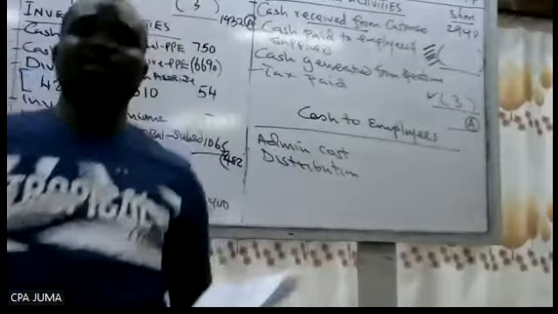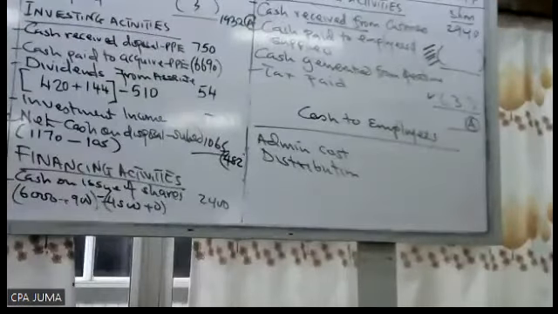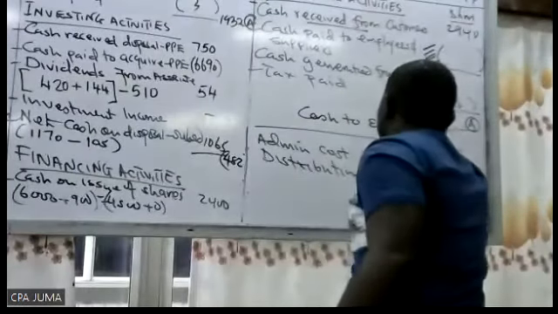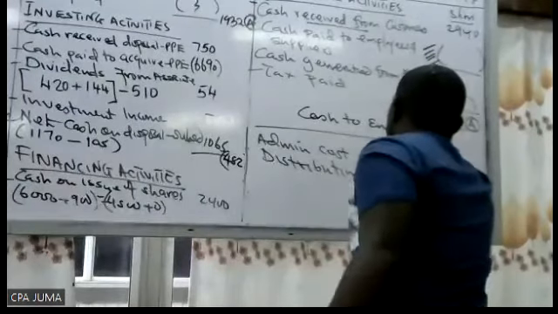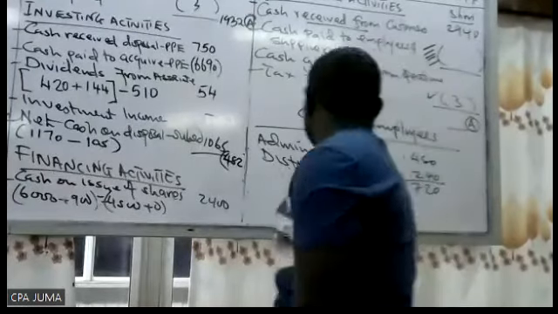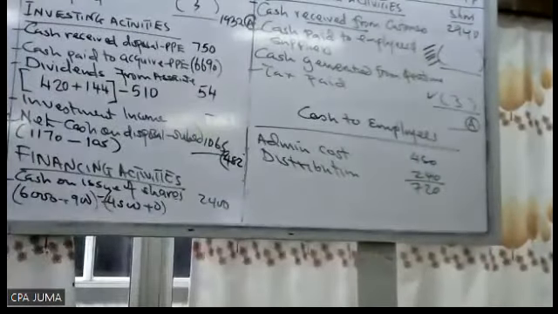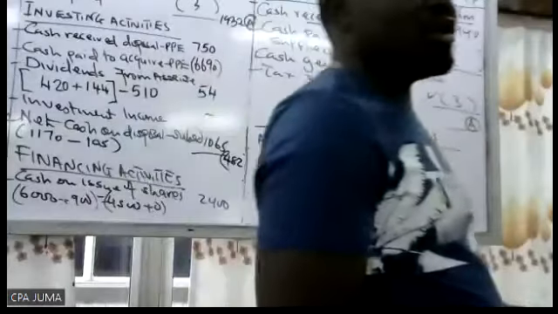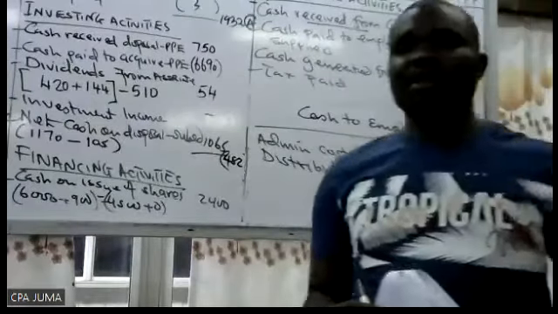Check your P&L. We have 480 and 240, giving us 720. Then there's something deep I have to say about that.